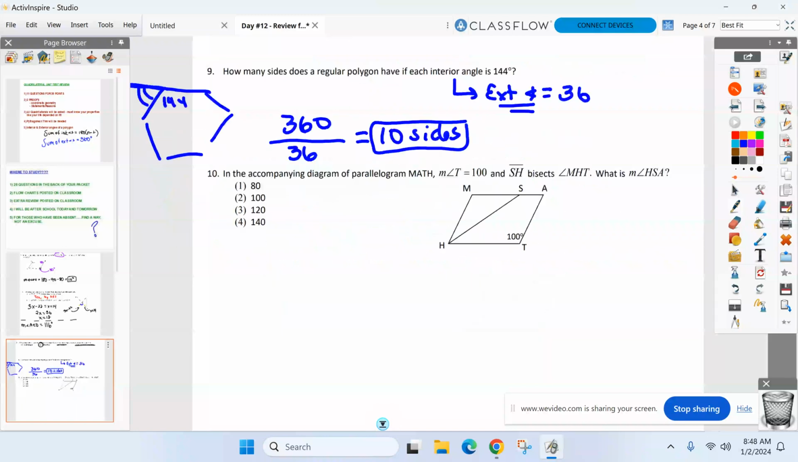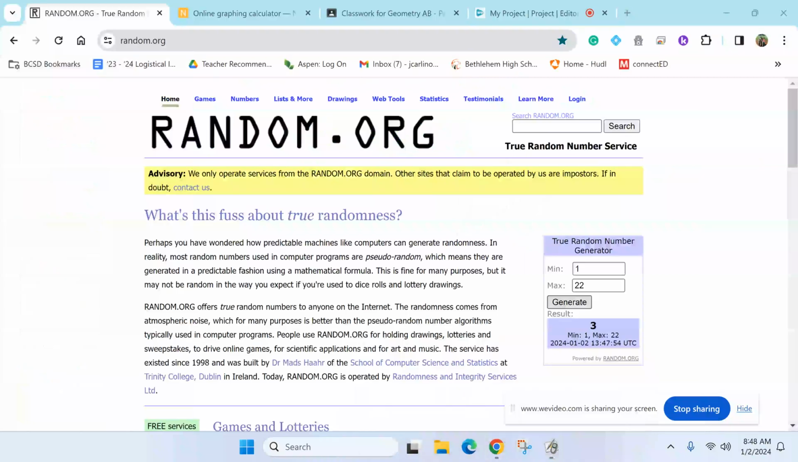Back to the parallelogram and its properties. It's a parallelogram. SH bisects MHT. I'm going to start there with you guys because there should be some markings you're putting on your diagram. If SH bisects MHT, I'm going to ask somebody what two angles are congruent then. Name the two angles in the diagram that are congruent if SH bisects MHT.